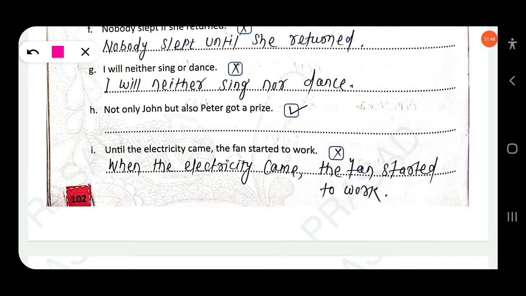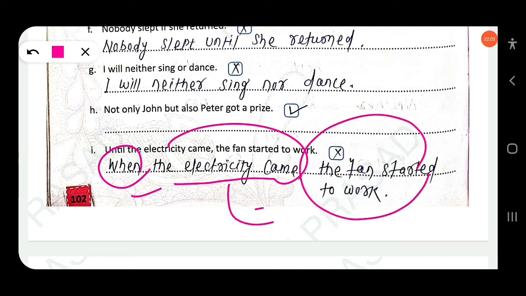Then next, "Until the electricity came, the fan started to work." When, okay, when the electricity came, here two actions are happening at the same time. First, when the electricity came, the fan started to work. Two actions happening simultaneously. So you have to use here when.